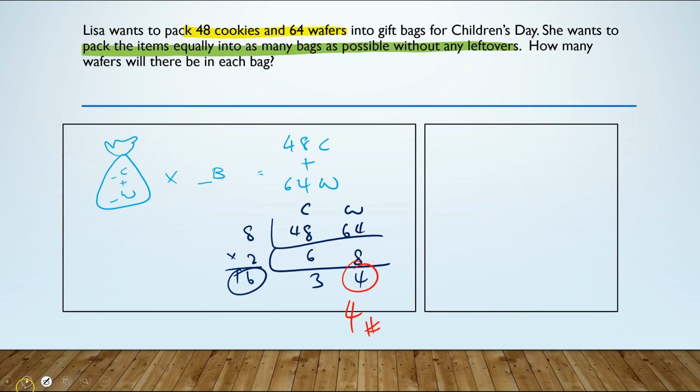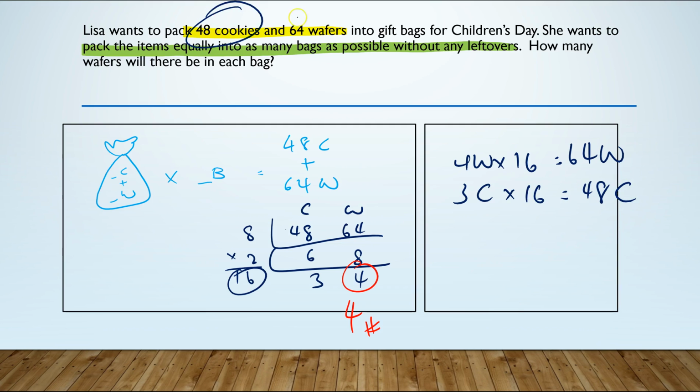And checking again is about reversing everything that you did before to check whether or not it fits. So if there are 4 wafers and you have 16 bags, would you get 64 wafers? Yes. Now next one, you definitely need to use 3 cookies times 16 to see whether or not you get 48 cookies, because these two numbers must correspond to the question. Okay, so this is the checking.